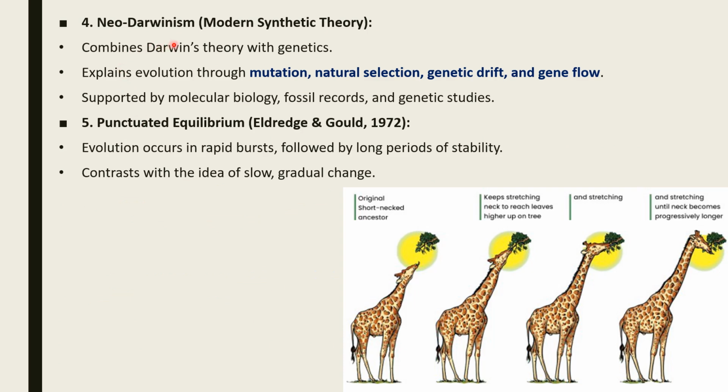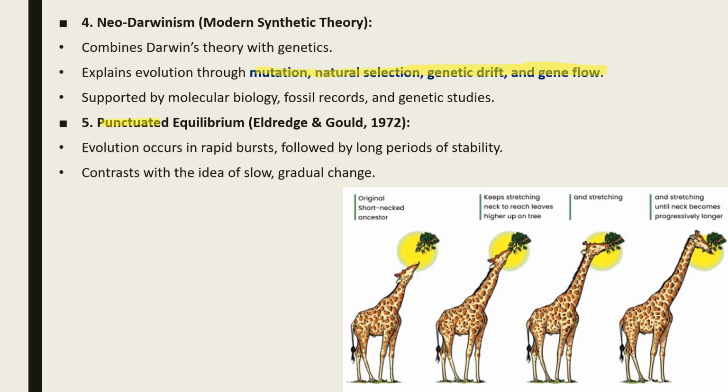Neo-Darwinism, the modern synthetic theory, combines Darwin's theory with genetics and explains evolution through mutation, natural selection, genetic drift, and gene flow. It is supported by molecular biology, fossil records, and genetic studies.